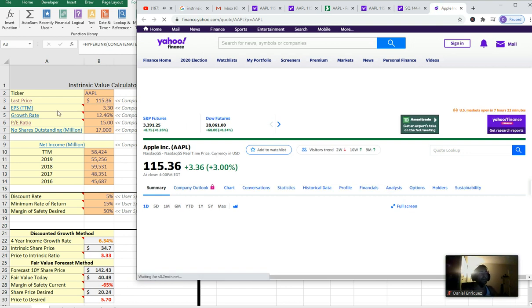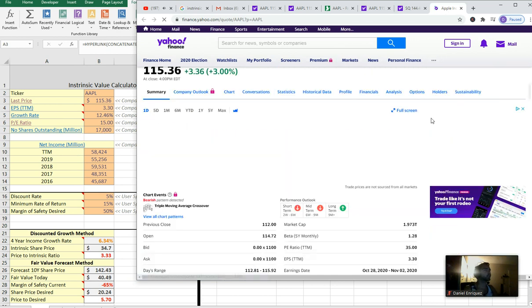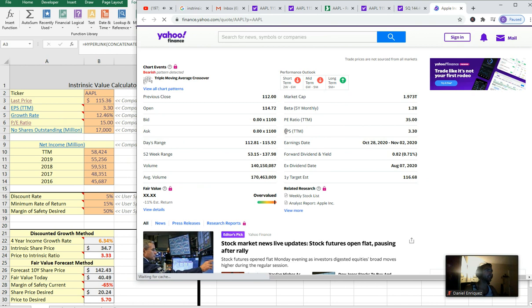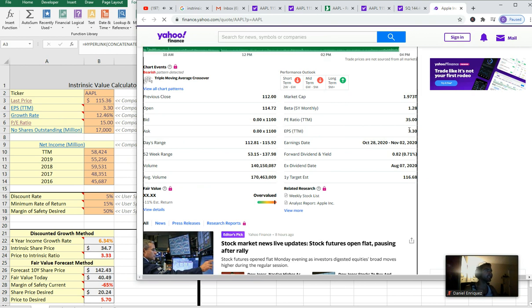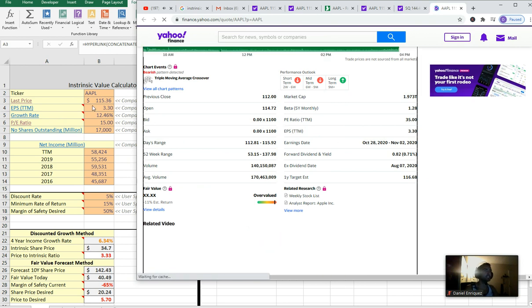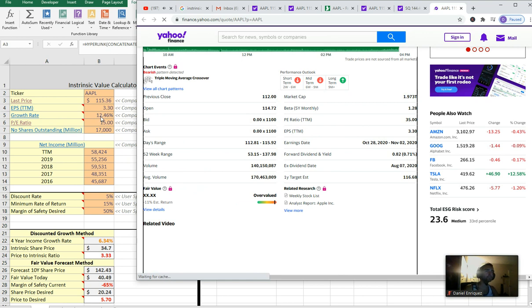Below that, we're going to need that earnings per share trailing 12 months. And if you scroll down on that same page, it's right there, a value of 330. 330 goes in that fourth row.